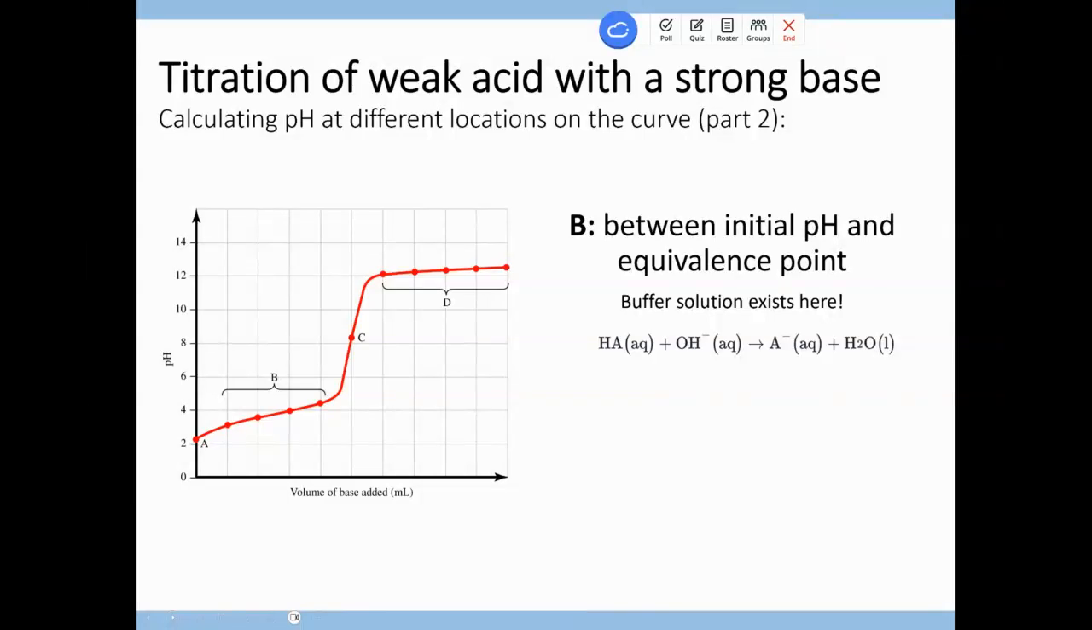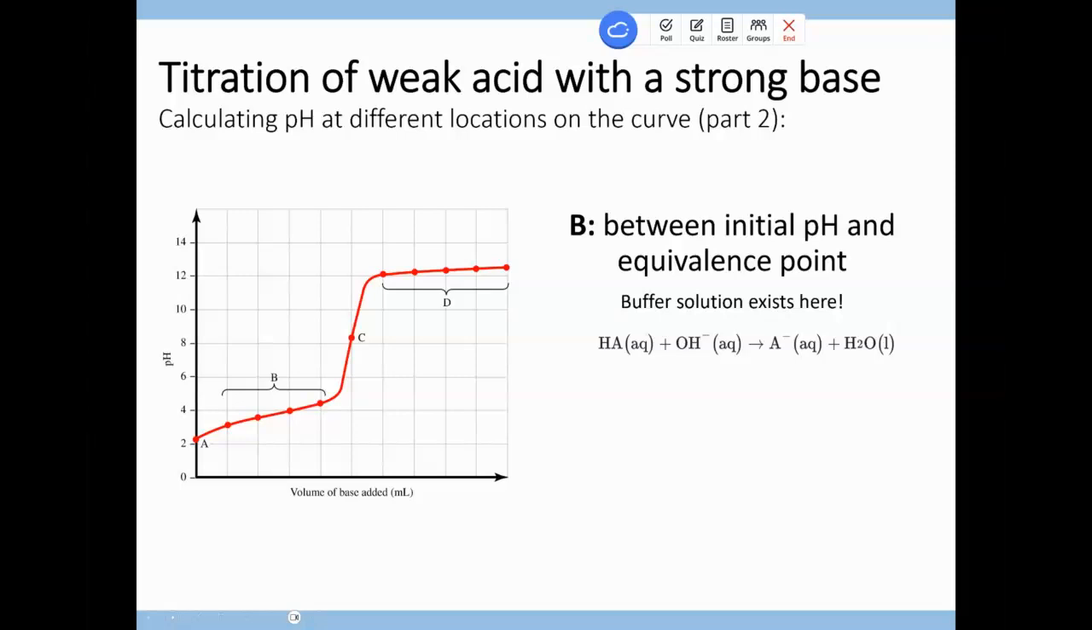So B. We are now between the initial pH and the equivalence point. We have both acid and base present in solution. This is where a buffer solution exists. Notice that the pH isn't changing very drastically here, and the point of a buffer solution is to resist change in pH. We make a buffer solution by adding acid and base. So here we have a buffer solution, and we can use the equation that we had for buffer solutions to find the pH, which was the Henderson-Hasselbalch.